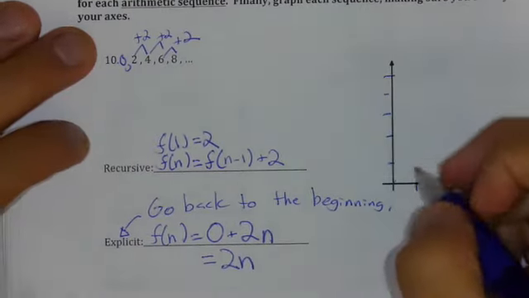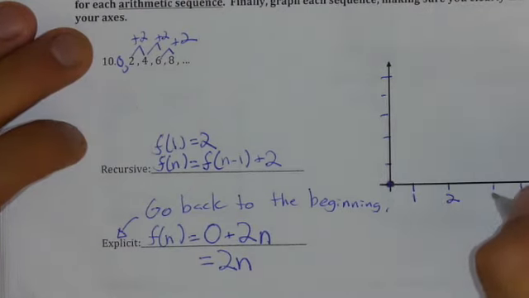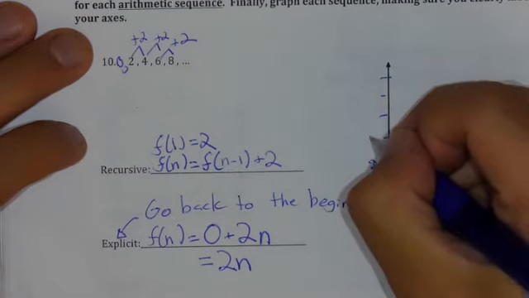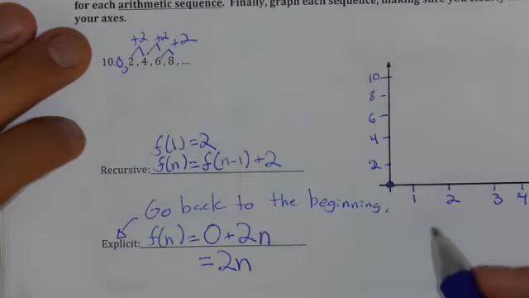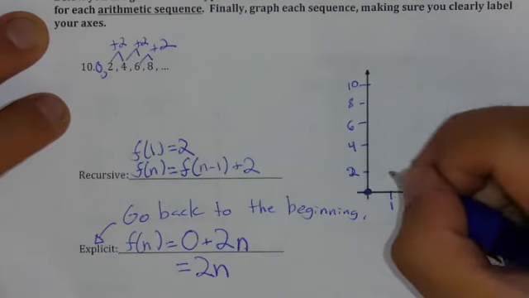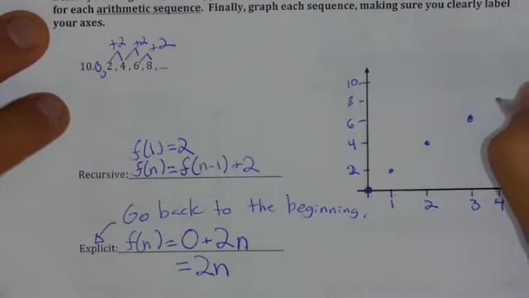If we graph this out, our beginning term is 0. I'll map this out using 1s. I'll map this out using 2s. And we know that we're starting at 0, 0, but then we go to 1, 2, then to 2, 4, then to 3, 6, then to 4, 8.